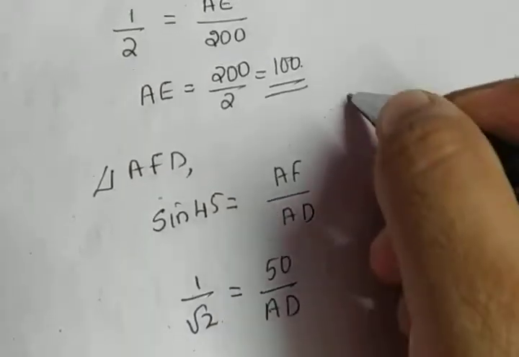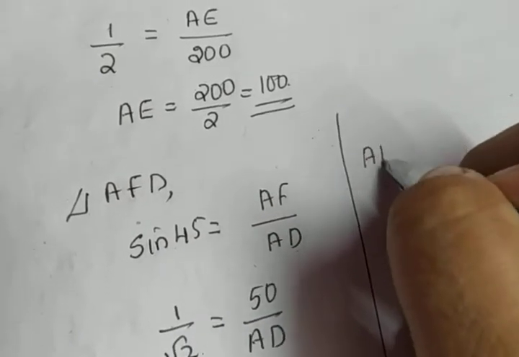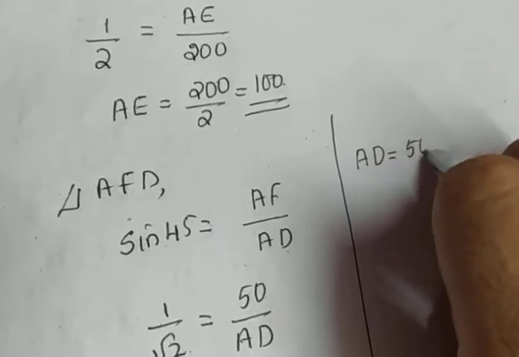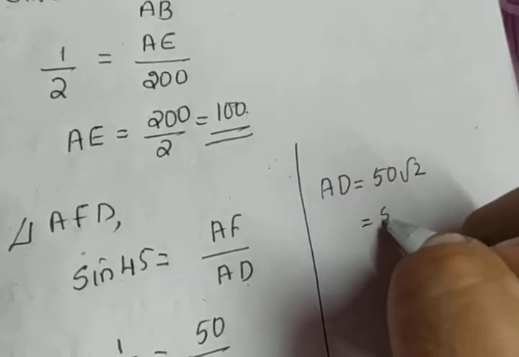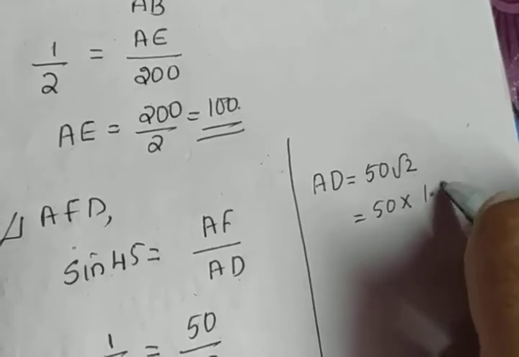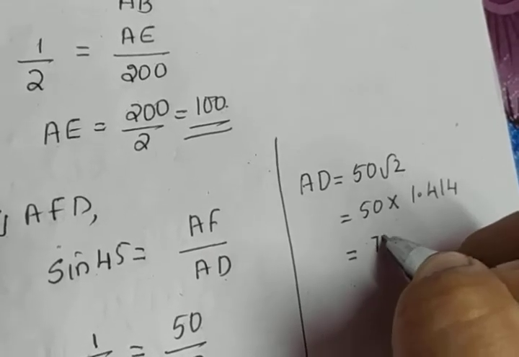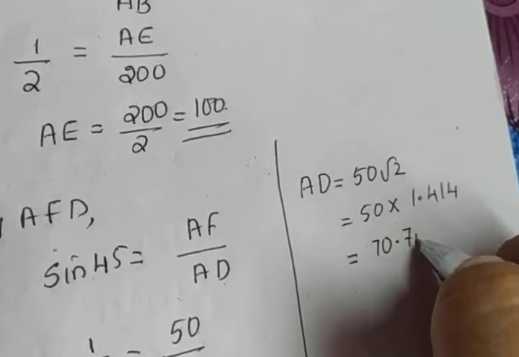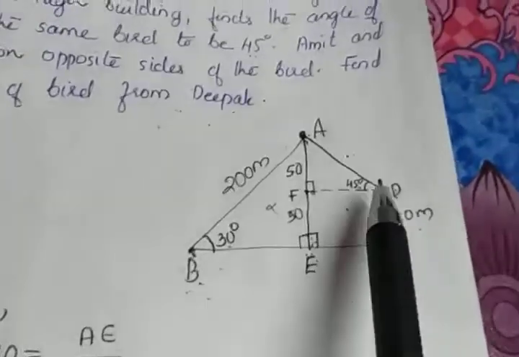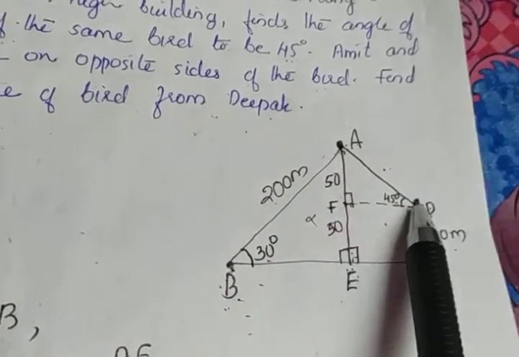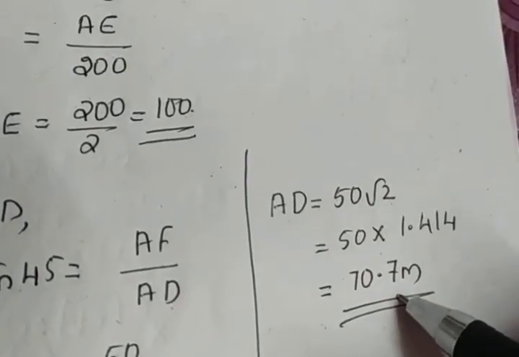We don't know the value of AD. So how can we calculate AD? Just cross multiply. So AD is equal to 50 root 2. That is 50 into the value of root 2, which is 1.414. When multiplied with 50, we get the value 70.7 meters. So AD is the distance between Deepak and the bird, and we got it as 70.7 meters.